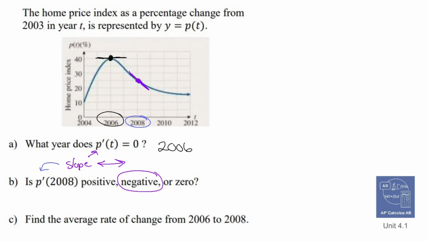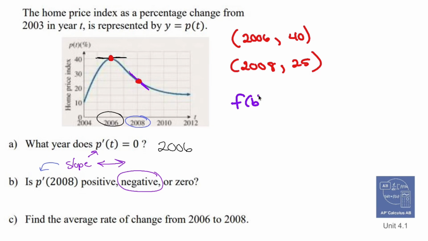So I'm going to look at those 2 points right there, 2006 and 2008. 2006 is right there. That's the point 2006, 40. 2008 is right there. That's the point 2008, 25. Now I'm going to use the average rate of change formula, which is f of b minus f of a over b minus a.